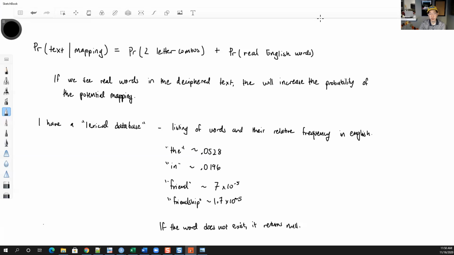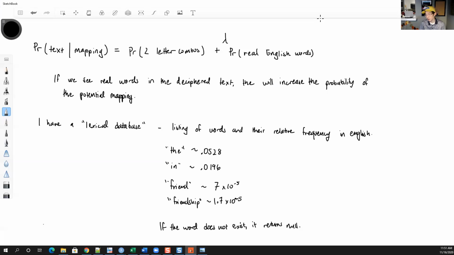Okay, so we're going to look at the two-letter combos, and we want to find mappings that give us high probability two-letter combos. And we also want mappings that will give us real English words. We're going to balance this with some kind of term lambda that says this is more important or this is less important. We'll take a look at this some more on Friday. I'm just introducing you to some ideas here. On Friday, we'll take a look at some code.